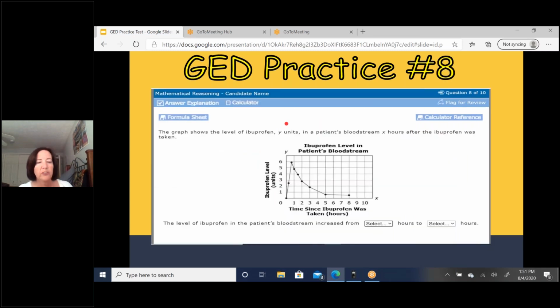And we're looking at practice question number 8. The graph shows the level of ibuprofen, Y units, in a patient's bloodstream, X hours after the ibuprofen was taken.